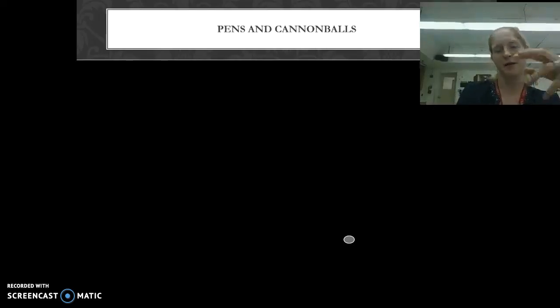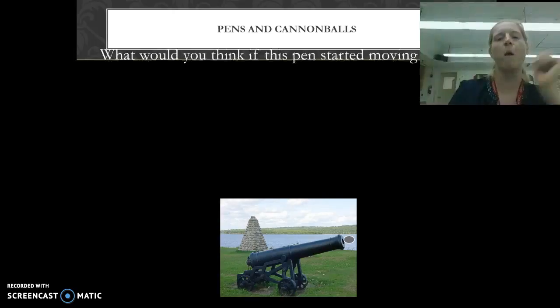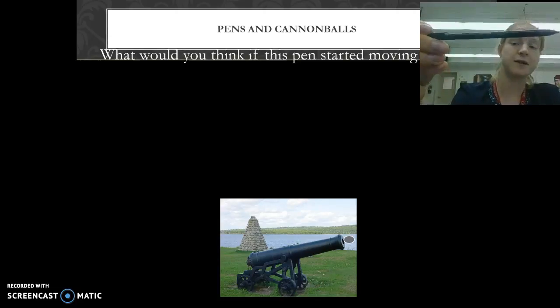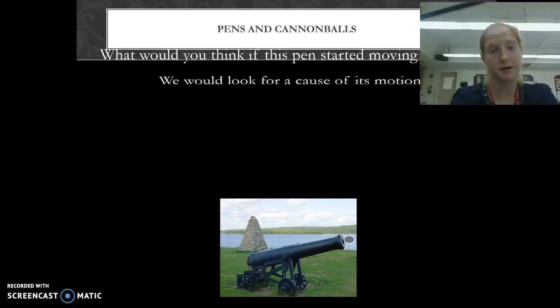Pens and cannonballs. You don't have to put this down, but it's a good example to pay attention to. The first thing, take a look up here in the corner. This pen, if it started moving by itself, you would investigate and look for what caused it to move. You'd be like, oh, who threw the pen? Or if it was just floating in space, you'd be like, is there a hand touching it? Is there a string tied to it? How is this moving? Okay.